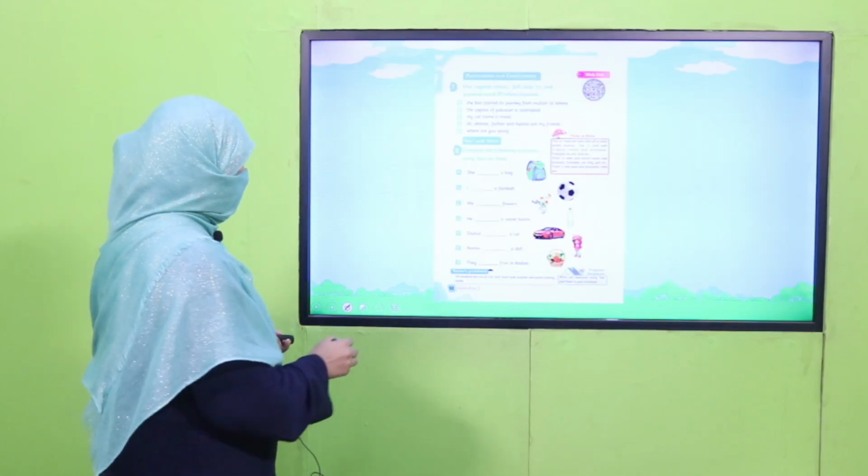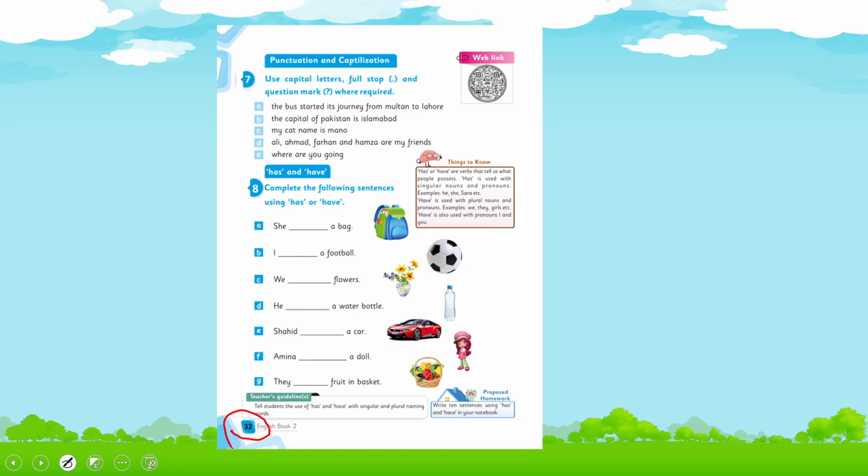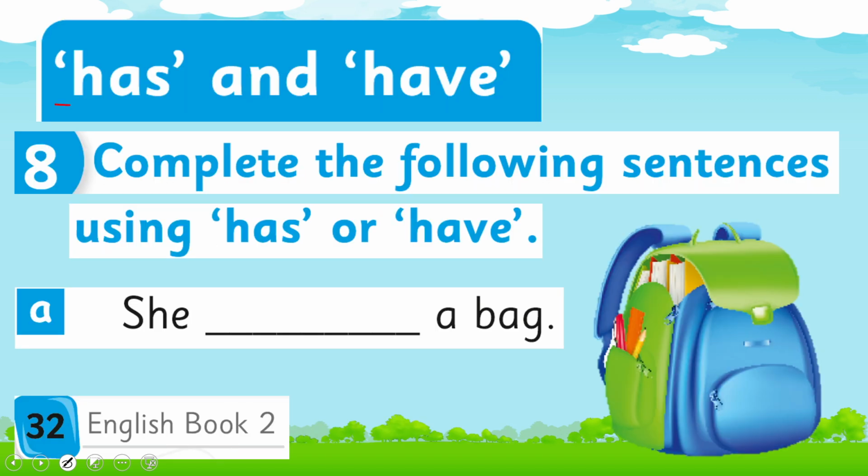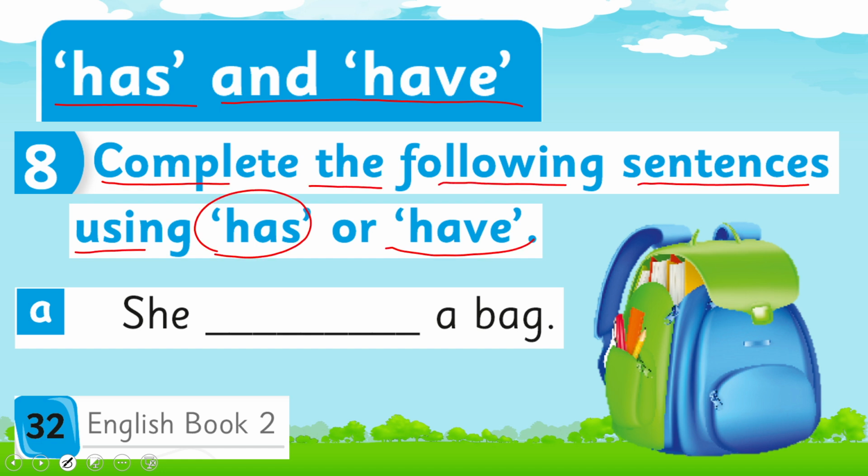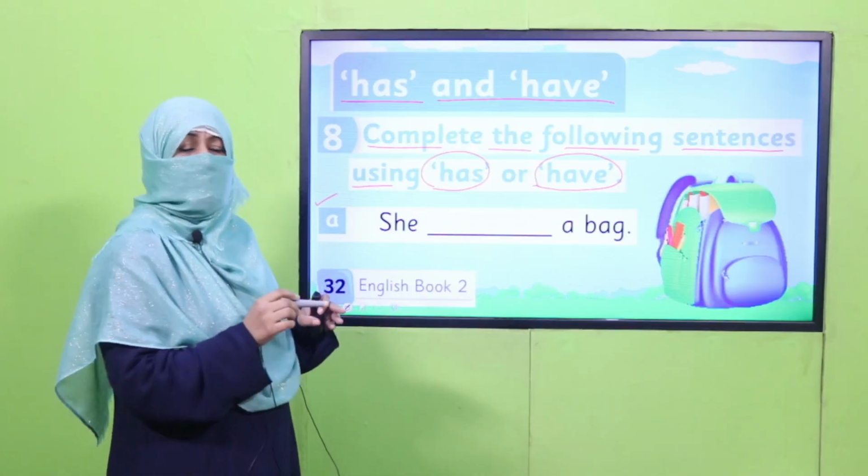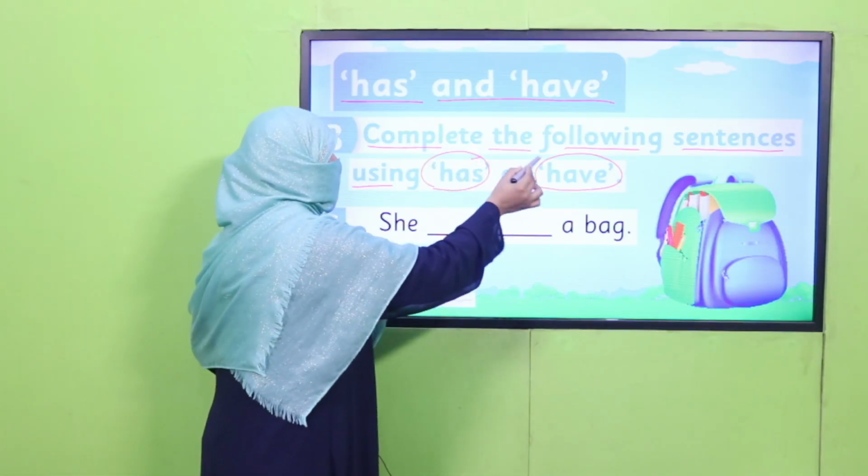Now open your book on page number 32. All of you open your book and now let's practice. What your book is asking for, has and have. So complete the following sentences by using has or have. Now you have to read this sentence and you have to identify either to use has or have over here.